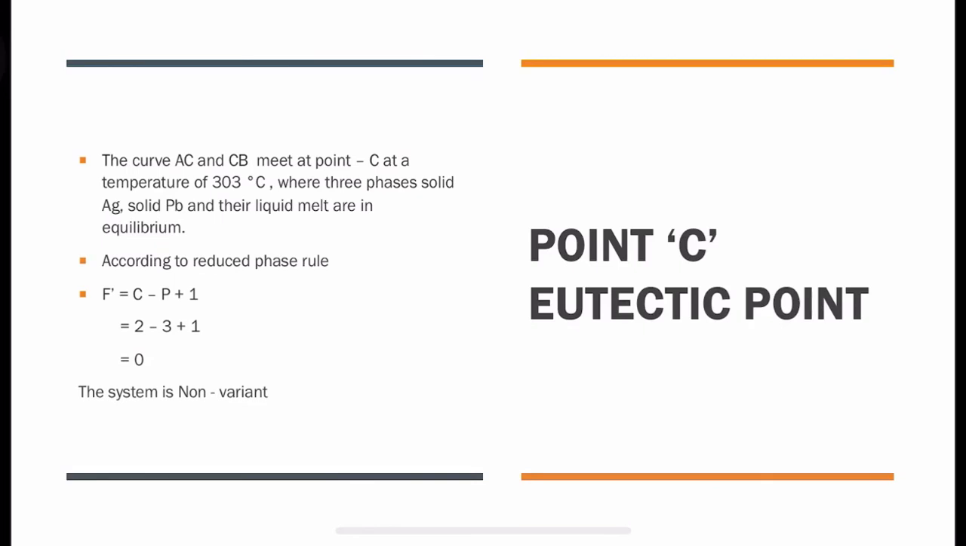The point O is called the eutectic point or eutectic temperature, and its composition is 97.4% Pb plus 2.6% Ag. It is called the eutectic composition. Below this point, that is 303 degree, the melt solidifies and converts back into solid form, right?